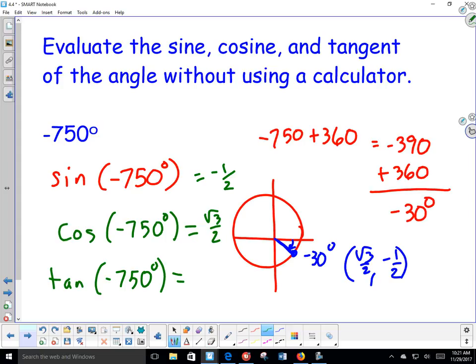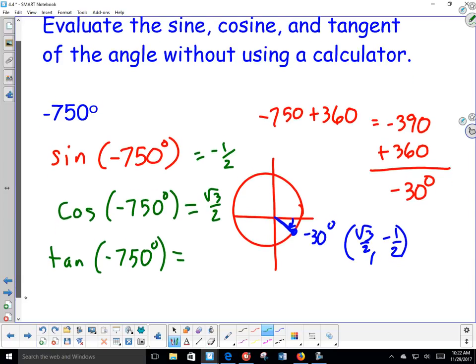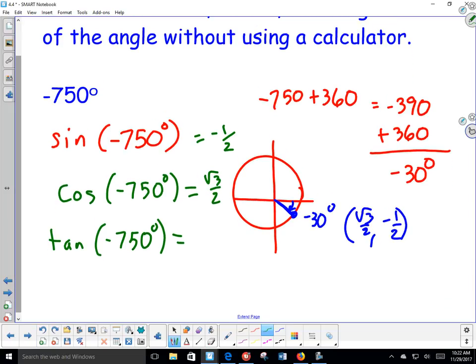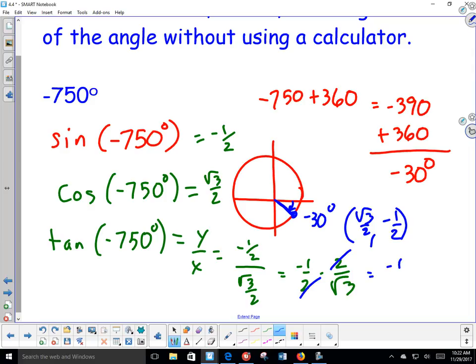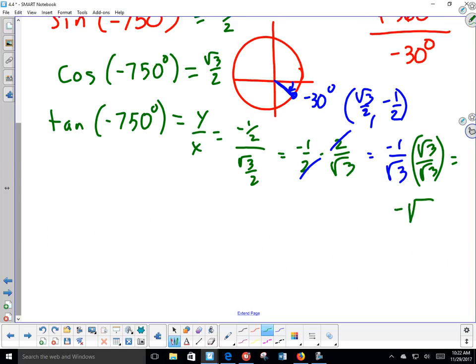What's that formula for tangent? X over y. Careful on that. Y over x. Y over x for tangent. Negative 1/2 over square root of 3 over 2. So that's negative 1/2 times the reciprocal. The 2's are dividing out. We get negative 1 over square root of 3, right? Multiplied by the rad 3 over rad 3 to get our simplified answer of negative square root of 3 over 3. Are we okay with this?